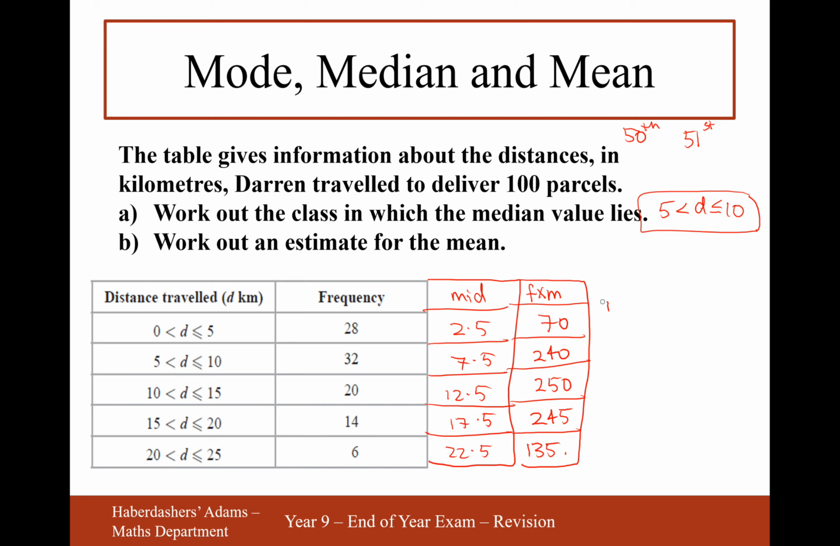The next thing I need to do is to work out a total for all of my data added together. So 70, add 240, add 250, 245, add 135. It gives me a total of 940 kilometres that Darren has travelled to deliver his 100 parcels. So we need to then divide by how many there were. So the mean is the total divided by how many deliveries, 100. So that would be 9.4 kilometres on average that Darren has had to drive to deliver each single parcel. Okay, so there we are.